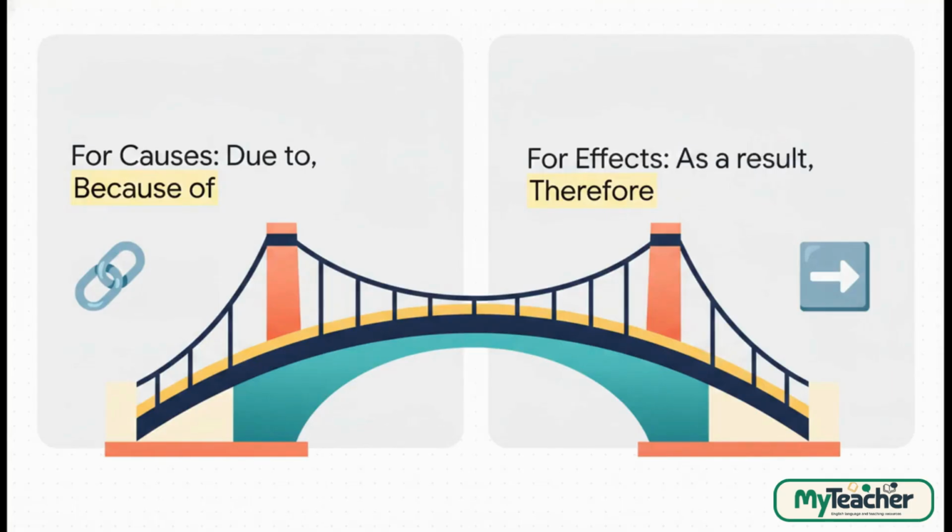Now, a really important trick is knowing how to connect all these ideas together using linking words. Think of these as your building tools. For causes, we can use phrases like due to or because of. And for effects, we can use as a result or therefore. These words act like a little bridge connecting your sentences smoothly.